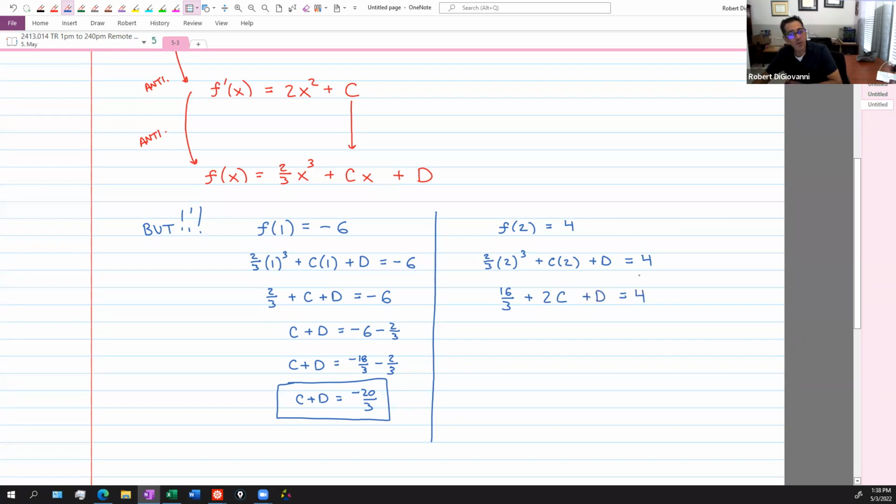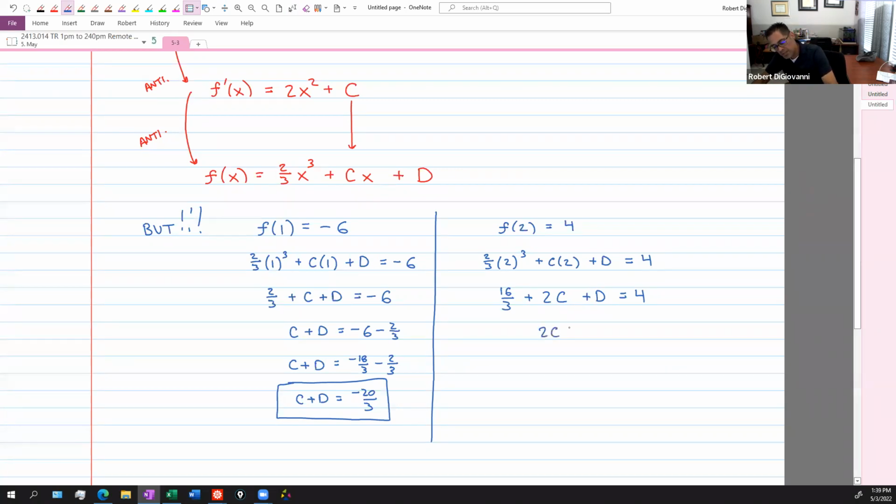Do y'all see where I'm going with this? What am I about to create here? What do we call this in college algebra when you have 2 equations and 2 things you don't know? System of equations. That's what I'm about to create, a system of equations.